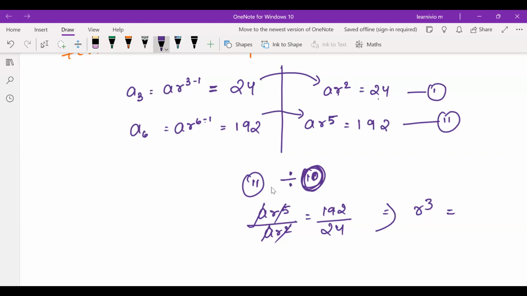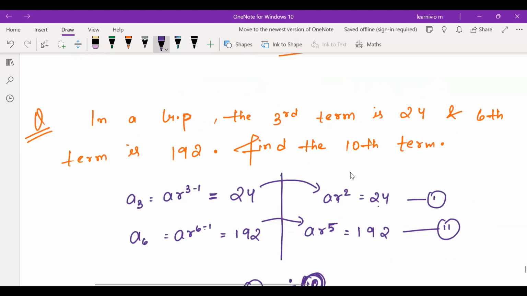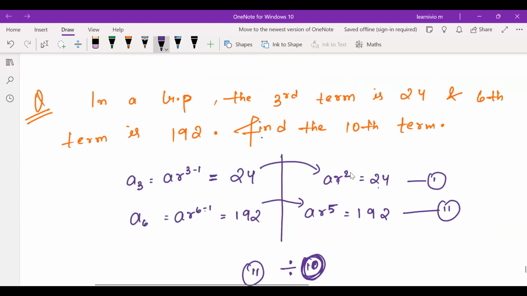What are you getting, Ali? Ma'am, r cube is equal to 8 and r is equal to 2. Okay, r cube is 8 and r is 2. This r we will substitute. Wait, let's see what the question says. Find the 10th term. We are supposed to find the 10th term.